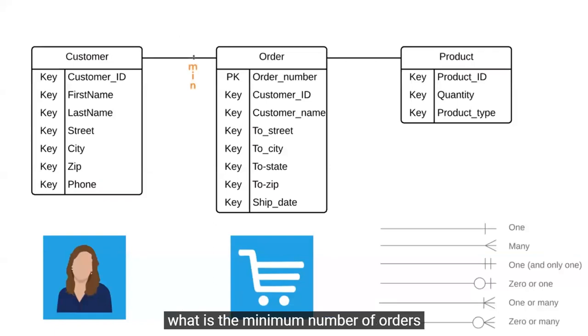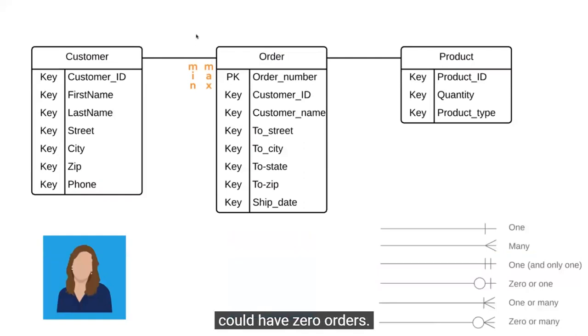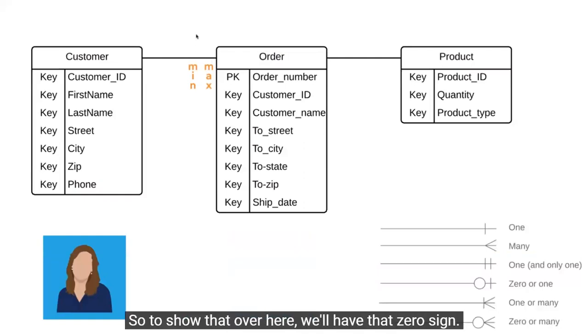We have to think about what is the minimum number of orders that a customer could have, and what's the maximum number of orders that a customer could have. So let's start with minimums. What is the minimum number of orders that a customer could have? Well, a customer could exist, but he or she could have 0 orders. So to show that over here, we'll have that 0 sign.